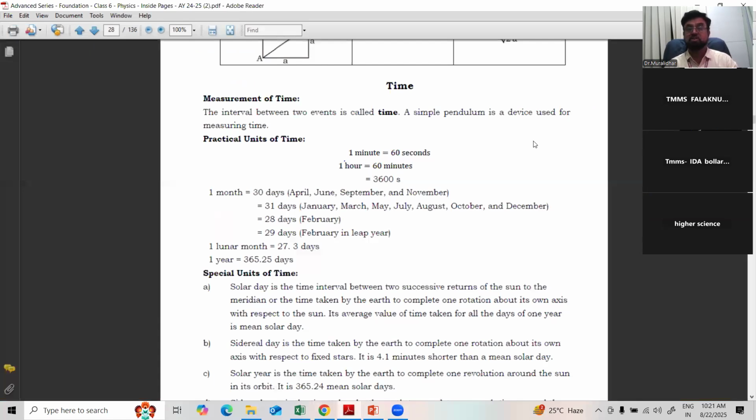Next, time. Every moving body or body at rest will take some time. The body may be moving or at rest, no matter. Time always moves, right? Time never stops for anyone.